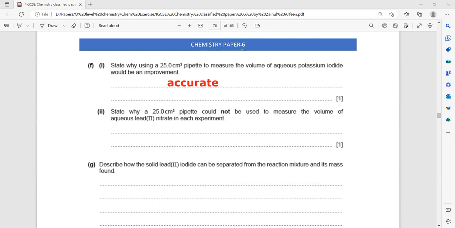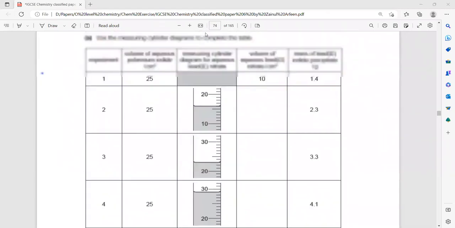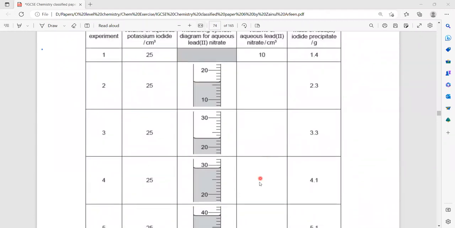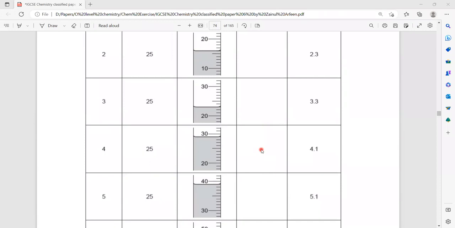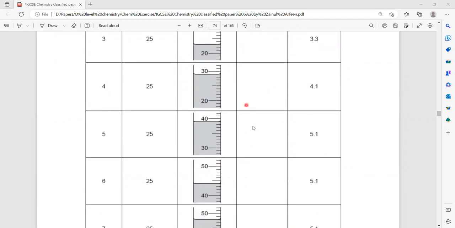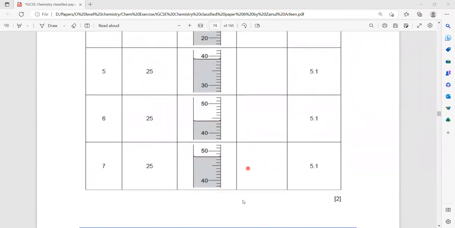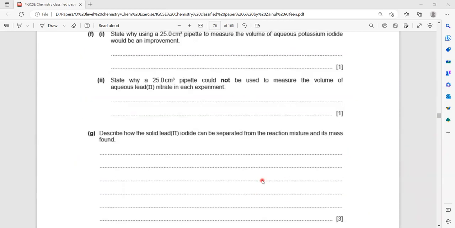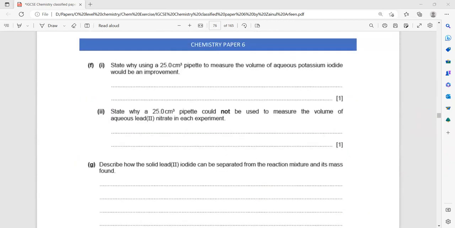If you see, the amount of lead nitrate was not constant. We use different volumes of lead nitrate. Variable volumes were used. Here you can see we were using 16, then 23, then 29, then 41. So why are different volumes used? Because a pipette can measure only a fixed volume. You cannot measure a variable volume. So the pipette cannot be used as it cannot measure a variable volume.